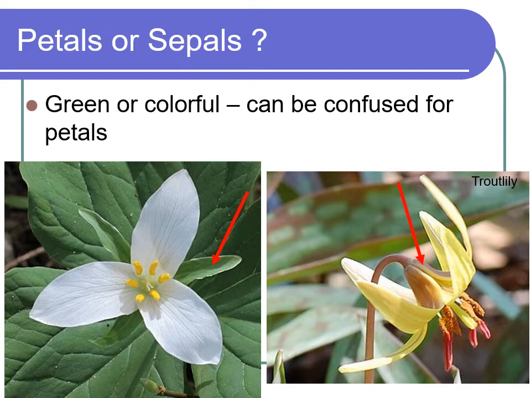Sometimes it's confusing looking at petals and sepals. Like on this trillium, it's really pretty straightforward. We've got white petals and we've got a green sepal, right? No problem. But if you look at this trout lily, these things all look the same.